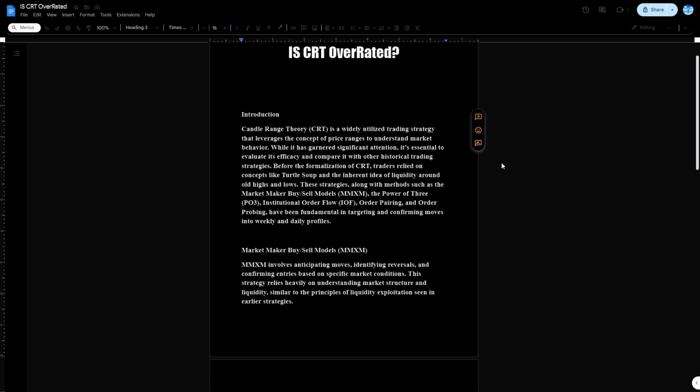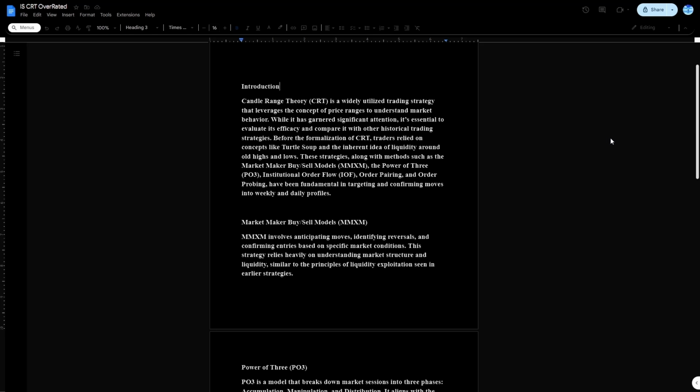Whatever you see online saying about CRT, it doesn't matter who says what came first or what came from what. You can combine all of them, not listen to the noise, and have a super overpowered trading strategy. Obviously, before CRT, there's obviously Turtle Soups, understanding selling above old highs and buying below old lows. Combining market maker buy and sell models, power of three, institutional order flow, order pairing, and order probing, these have been fundamental in targeting and confirming moves in the weekly and daily profiles for a long time now.